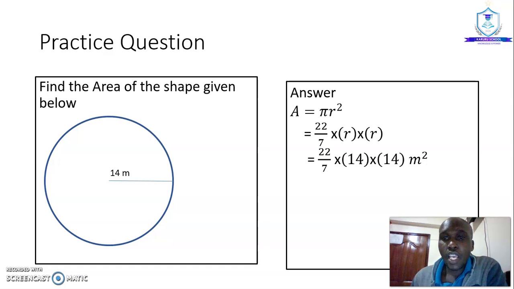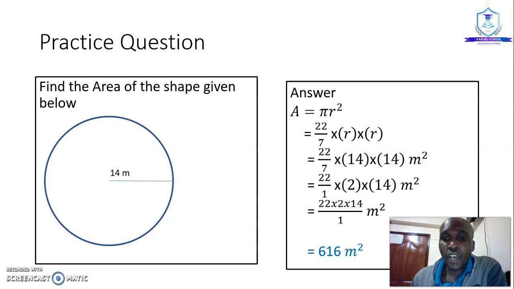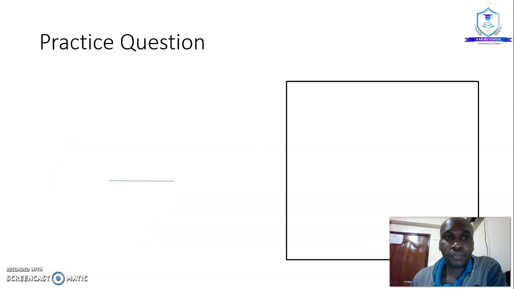We can simplify this expression by dividing the denominator by 7 and dividing the numerator by 7. So 14 divided by 7, we get 2, and 7 divided by 7, we get 1. Upon simplifying, we have the numerator becoming 22 multiplied by 2 multiplied by 14, all this divided by 1, and the units in this case are meters squared. Upon simplifying, the overall area of the circle becomes 616 meters squared.